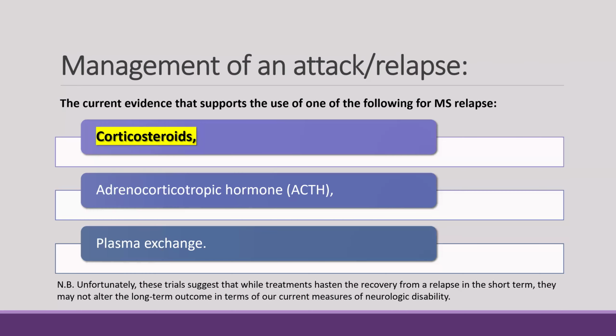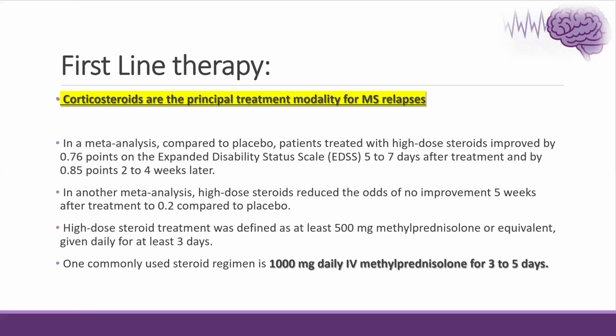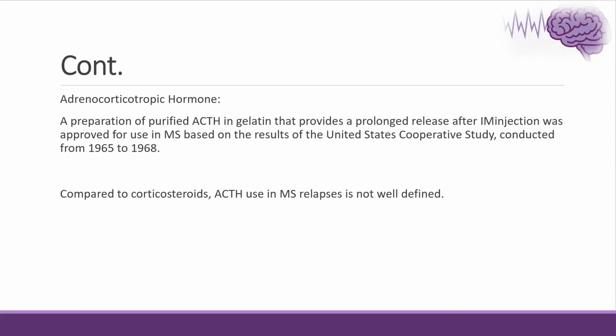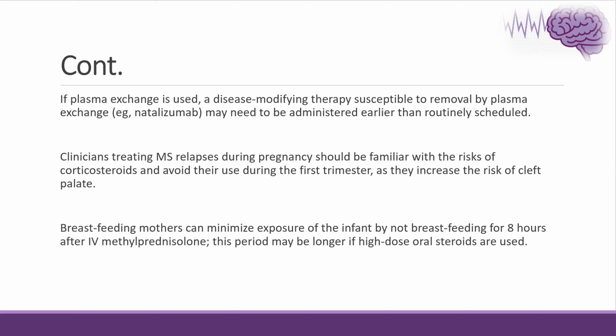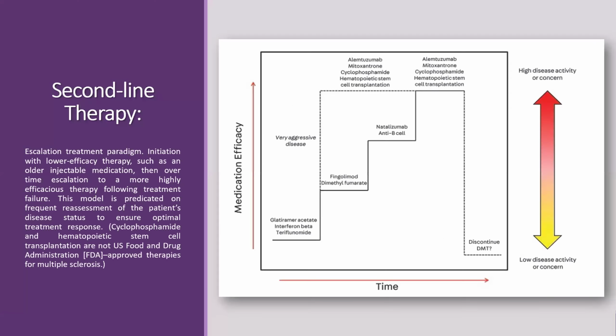What about the management? During the acute attack, we should give corticosteroid, IV methylprednisolone. ACTH can be given, or plasma exchange. So the first-line therapy is corticosteroid, the principal treatment. We will give 1 gram IV for 3 to 5 days. For ACTH compared to corticosteroid, the evidence is not well defined, and plasma exchange depends on the underlying severity of the attack.